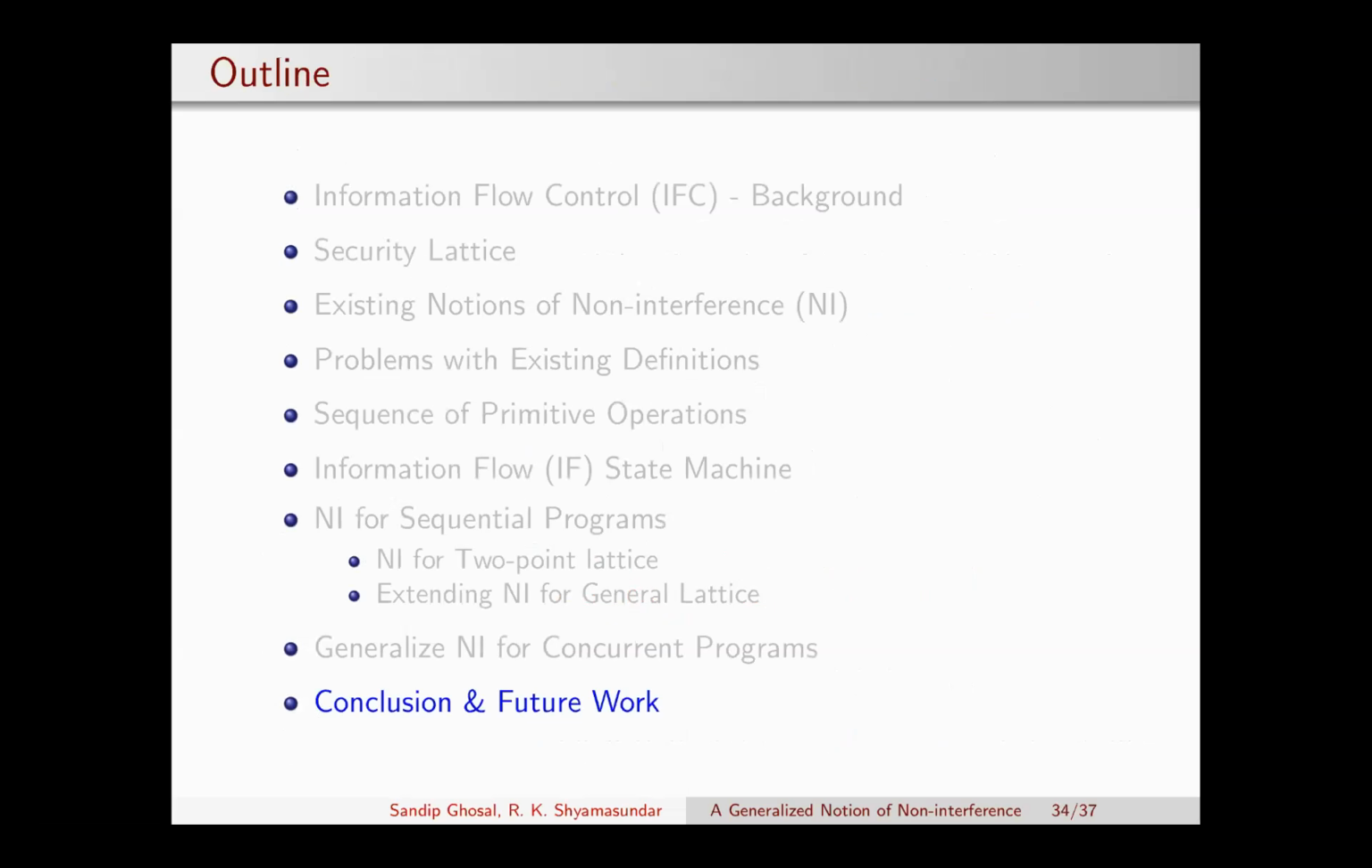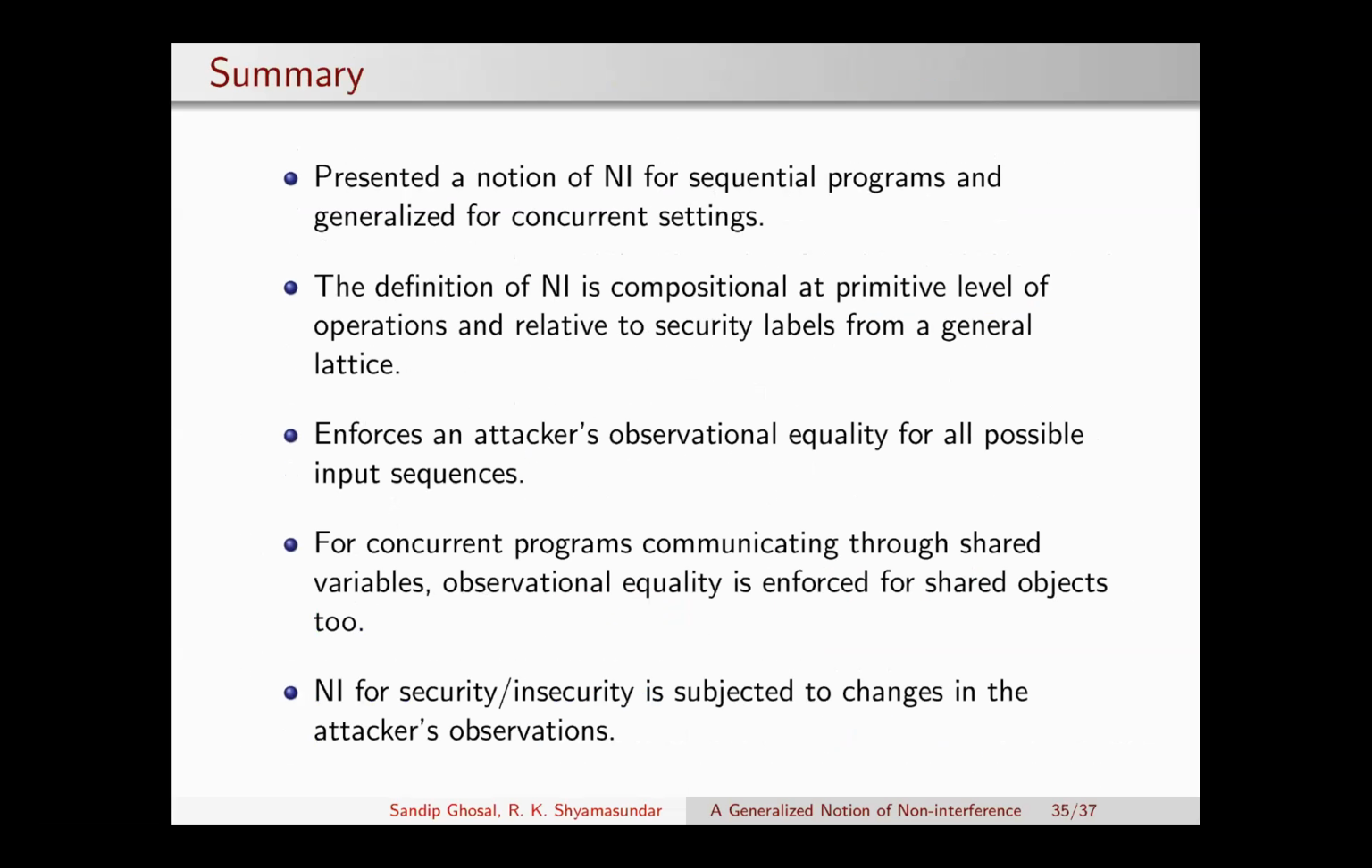So now we are moving forward to the conclusion and future work. In this work, we have developed a notion of non-interference for sequential and concurrent programs. Our definition of non-interference is compositional at the primitive level of computer operations and relative to security levels from a general lattice. The proposed version of non-interference enforces observational equality for all possible complete or incomplete input sequences. For concurrent programs, the non-interference is subject to observational equality for shared variables too. In short, non-interference for security or insecurity depends on the attacker's observation.